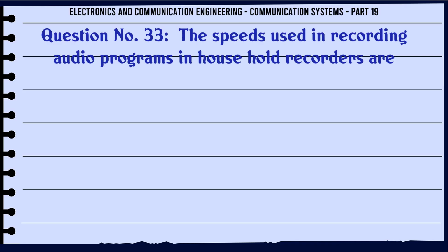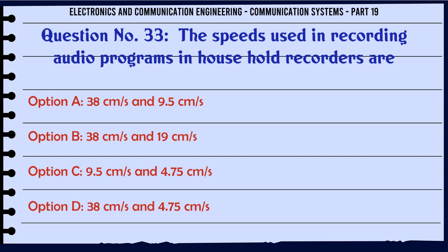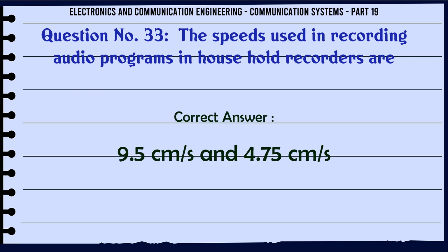The speeds used in recording audio programs in household recorders are A. 38 cm/s and 9.5 cm/s, B. 38 cm/s and 19 cm/s, C. 9.5 cm/s and 4.75 cm/s, D. 38 cm/s and 4.75 cm/s. The correct answer is 9.5 cm/s and 4.75 cm/s.